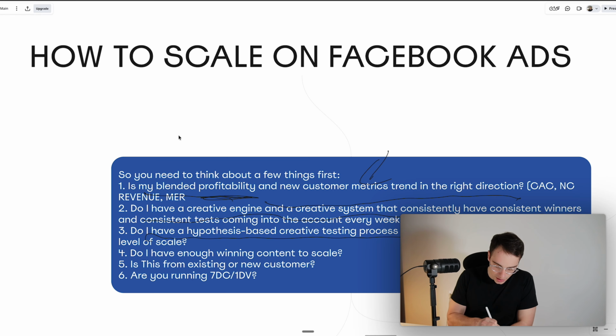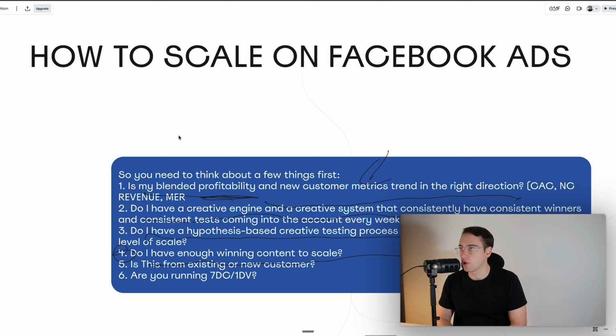Number 4 here, do I have enough winning content to scale? I say this also all the time. You get one creative that is doing decently, not even that well, and you say, okay, I'm going to scale this. Now, there's going to be 2 things that I'm seeing.